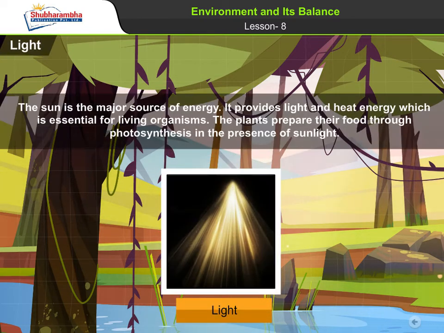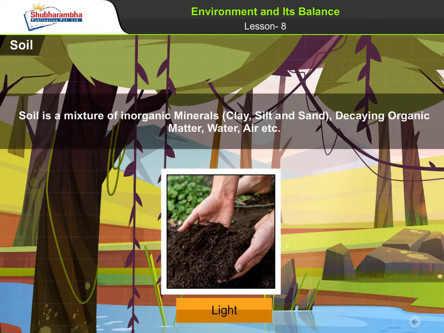Light. The sun is the major source of energy. It provides light and heat energy which is essential for living organisms. The plants prepare their food through photosynthesis in the presence of sunlight. Soil. Soil is a mixture of inorganic minerals, clay, silt and sand, decaying organic matter, water, air, etc.